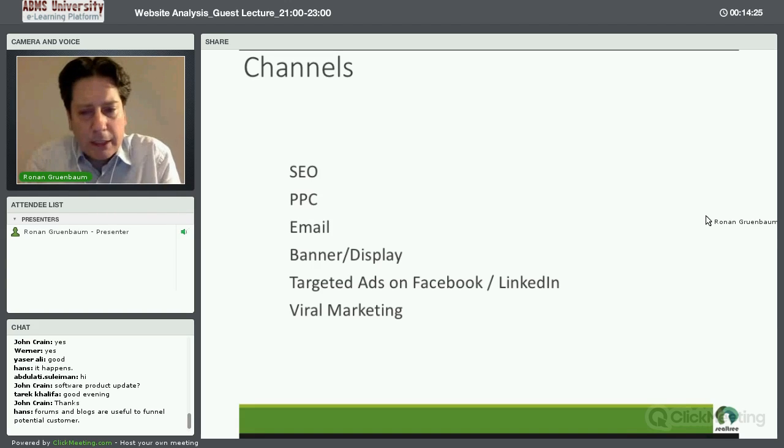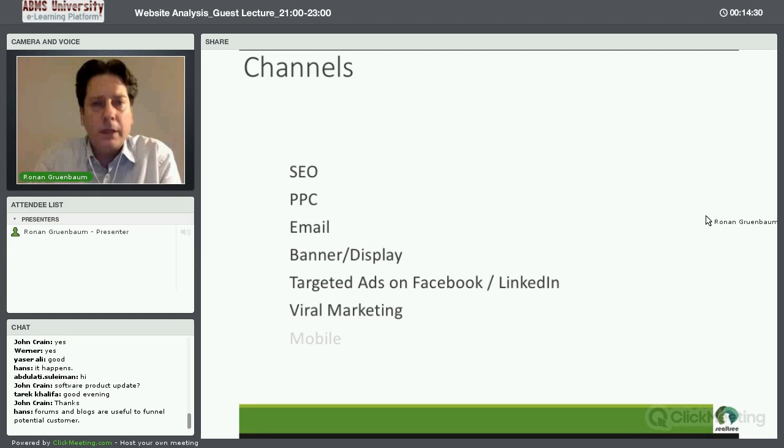Mobile, of course, a lot of people are now accessing the internet through mobile. Even more people are accessing in certain parts of the world through mobile than through the desktop now.